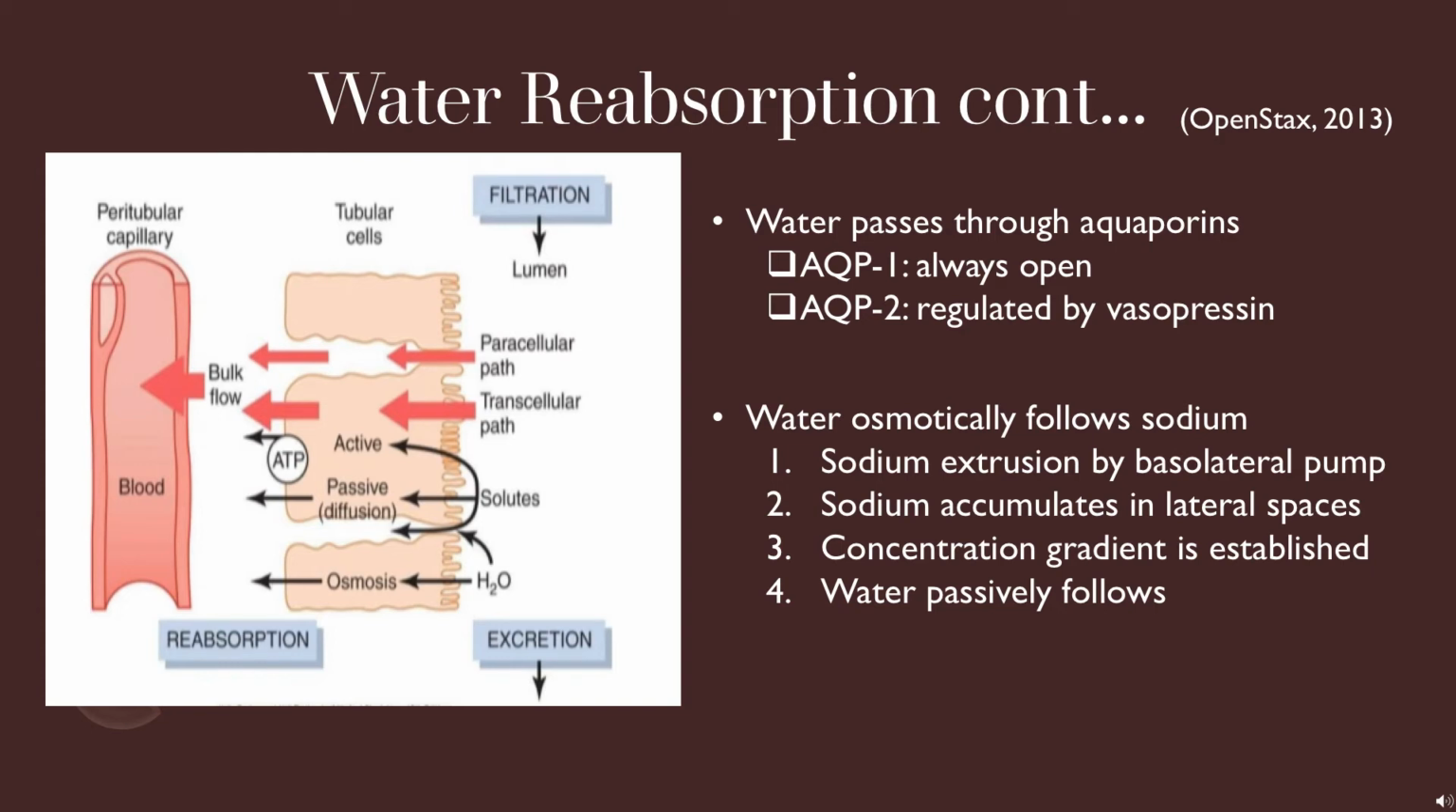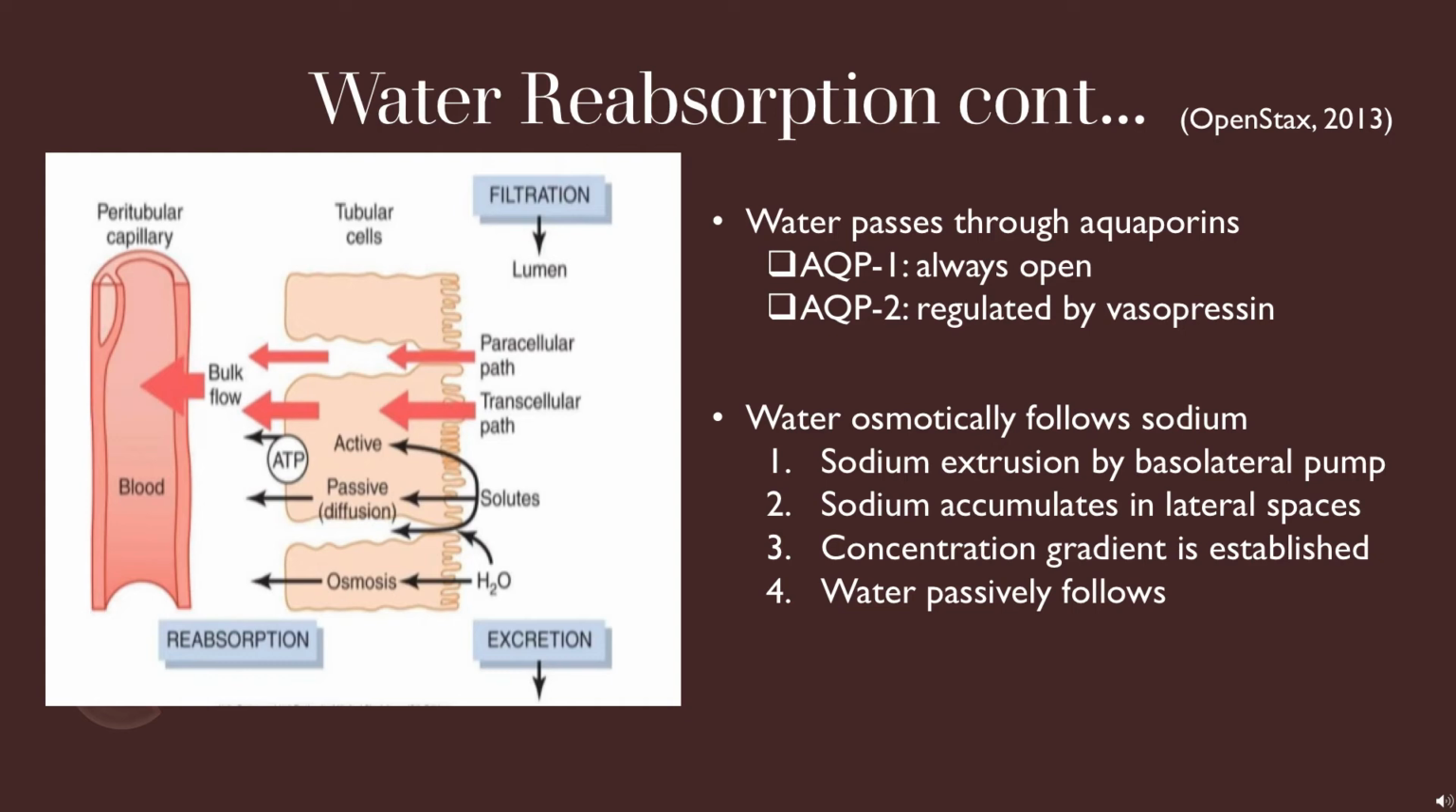This hypertonicity is accomplished by the basolateral pump, which works to actively extrude sodium. This causes sodium to accumulate in the localized region within the lateral space, while also quickly diminishing in both the tubular cells and tubular fluid. The result of the pumping activity creates a concentration gradient, which then allows the passive flow of water from the lumen into the lateral spaces.